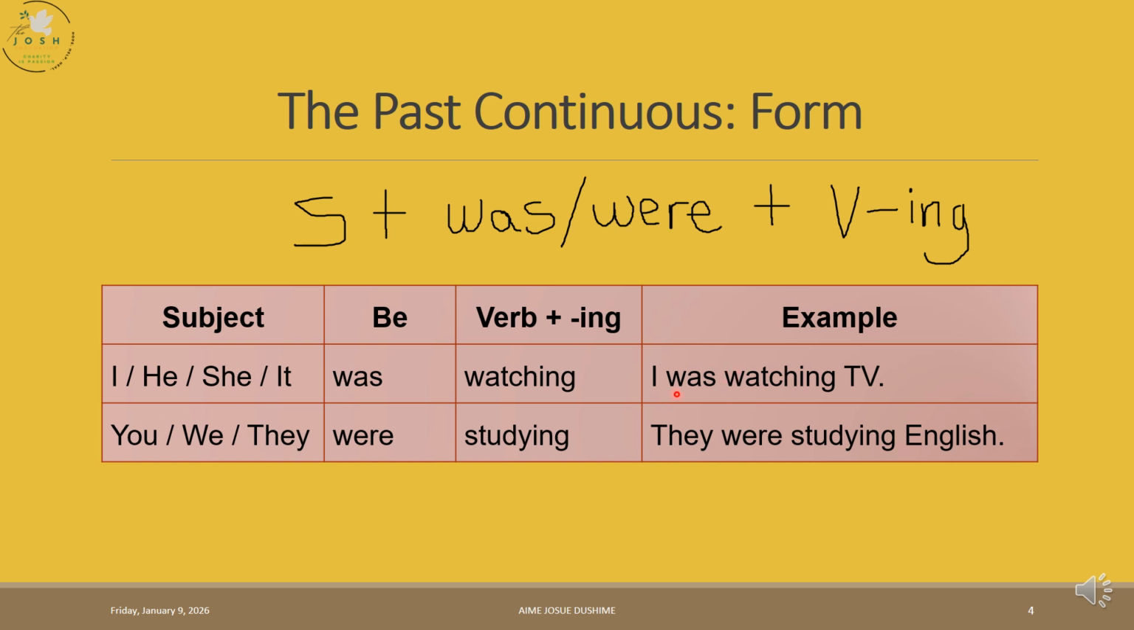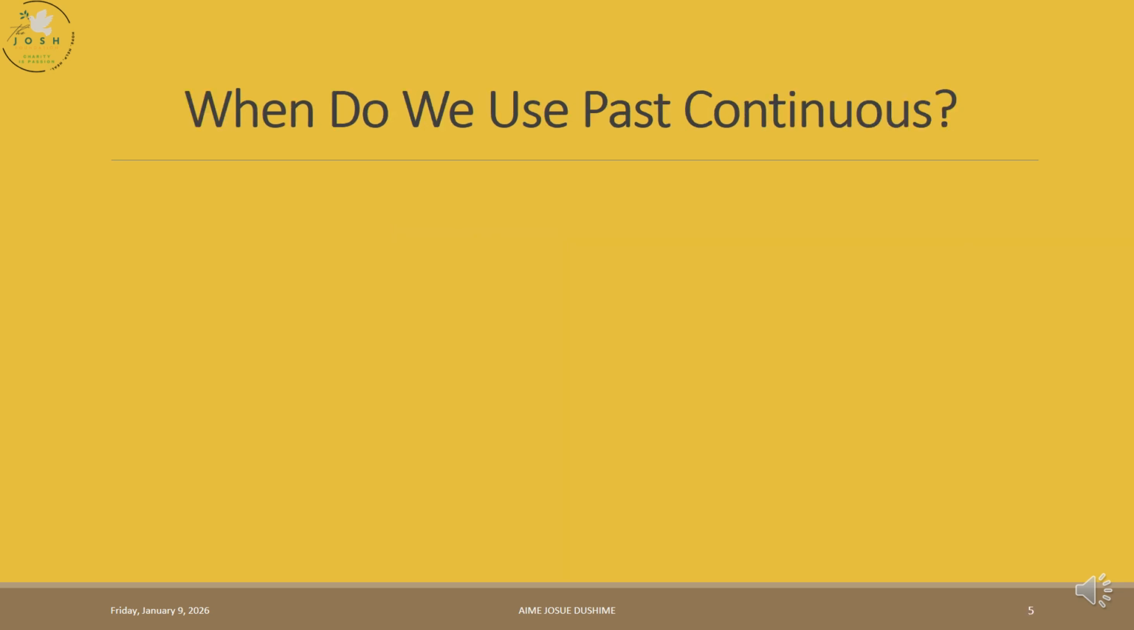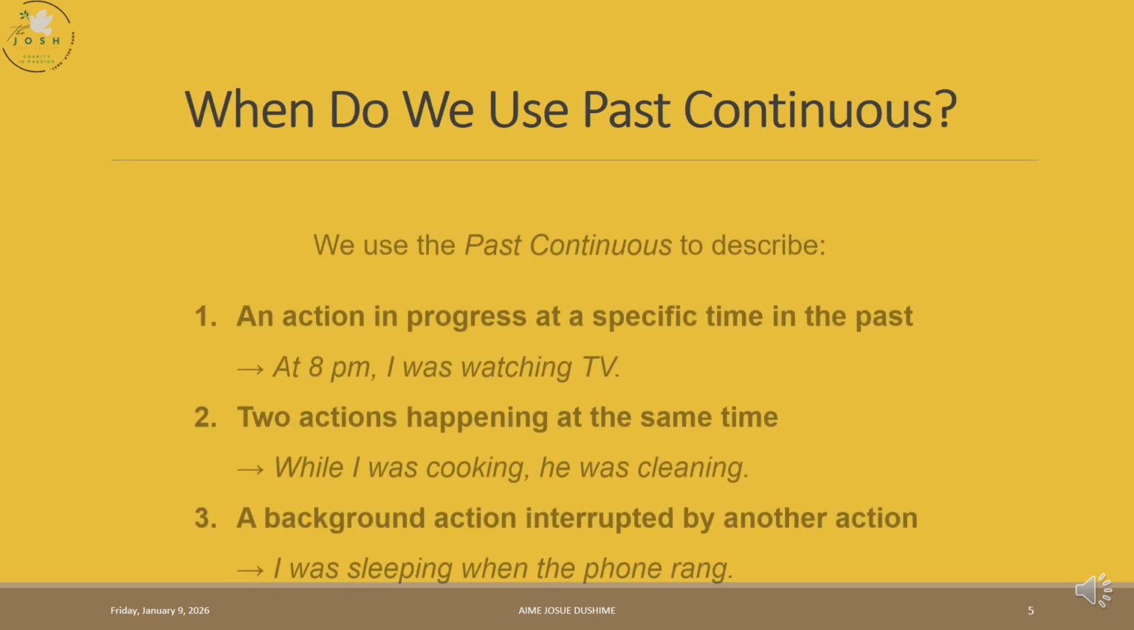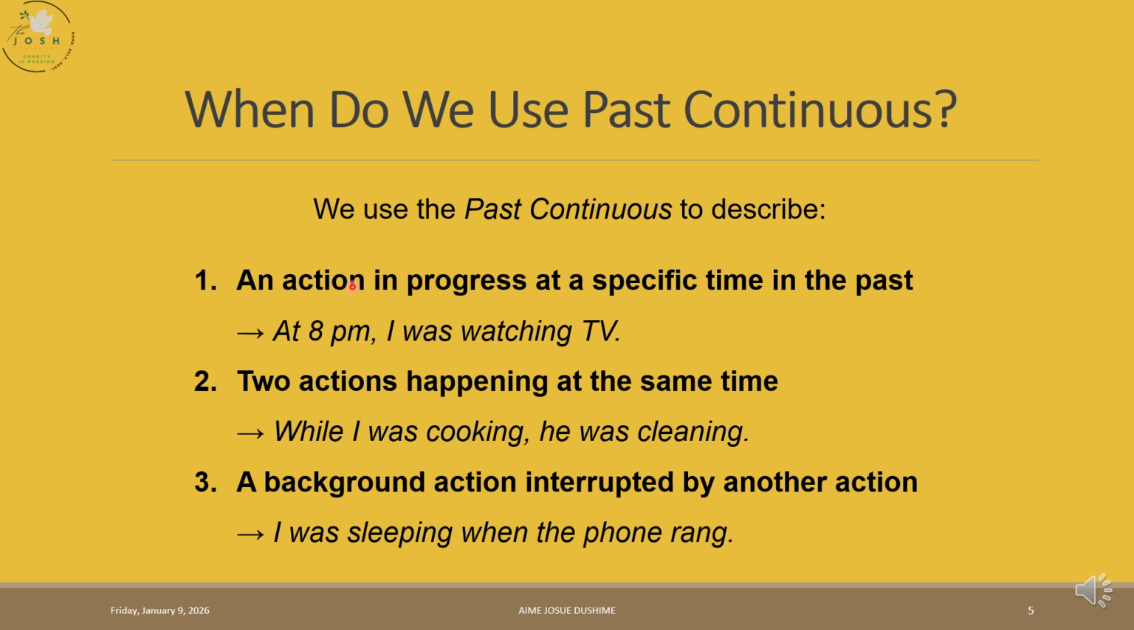Let's go. I was watching TV. They were studying English. When do we use past continuous? As I was talking, we use it for an action in progress at a specific time in the past, like at 8 p.m. Like yesterday at 8 p.m.